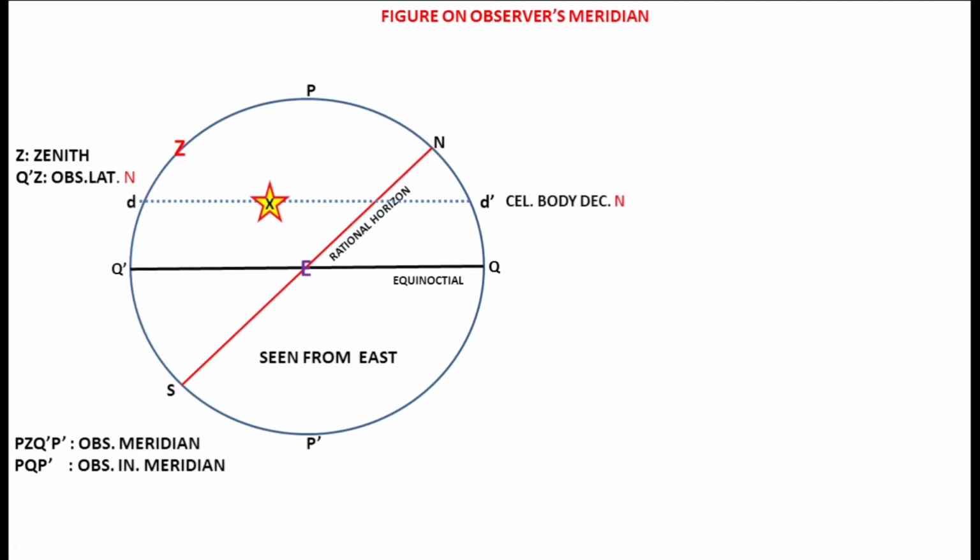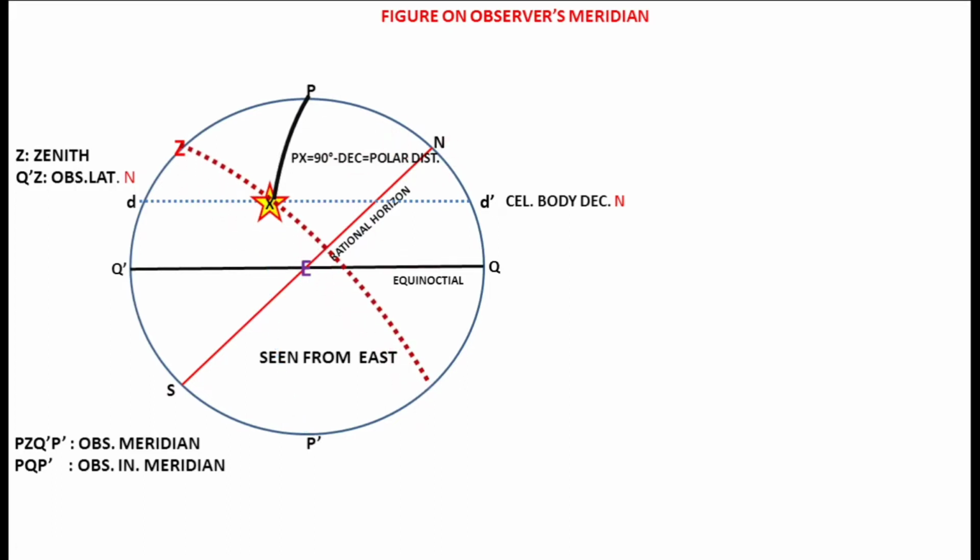Let's have a celestial body with north declination. A celestial meridian passing through the body. And we know the definition of declination is the arc of the celestial meridian. This is our declination. From pole to the equator is 90. So from pole to the body is 90 minus declination, and we call it the polar distance.